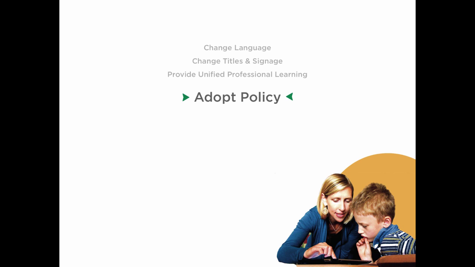Adopt a policy in support of non-categorical language and service delivery. When making changes to creating fully integrated organizational structures, such as changing language and titles, make sure policy is adopted to reflect the new way of thinking. This helps ensure the changes are sustained over time as leadership and personnel changes occur.